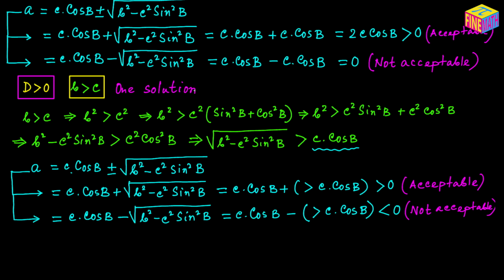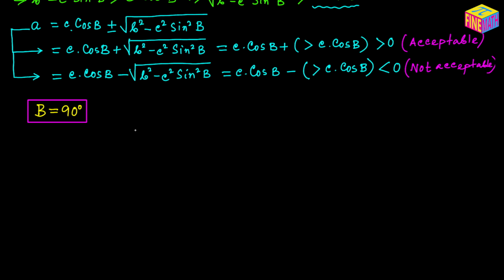So far all this analysis has been done on the assumption that b is an acute angle. Now we are going to take a situation where b is a right angle. When b is a right angle, I am going to make a couple of quick notes here: sine of b will be equal to sine of 90 degree, which is equal to 1, and cosine of b will be cosine of 90 degree, which is equal to 0.